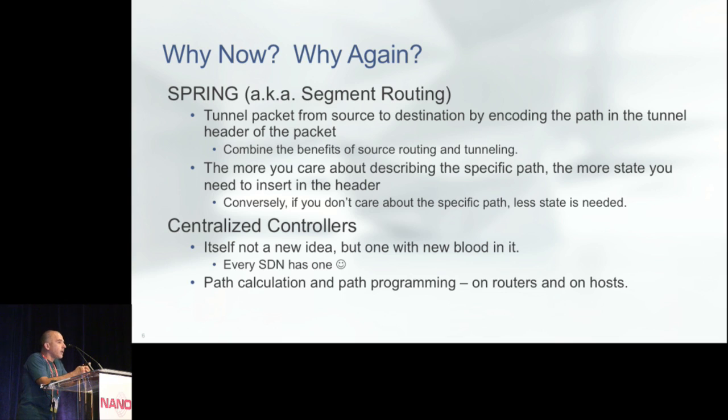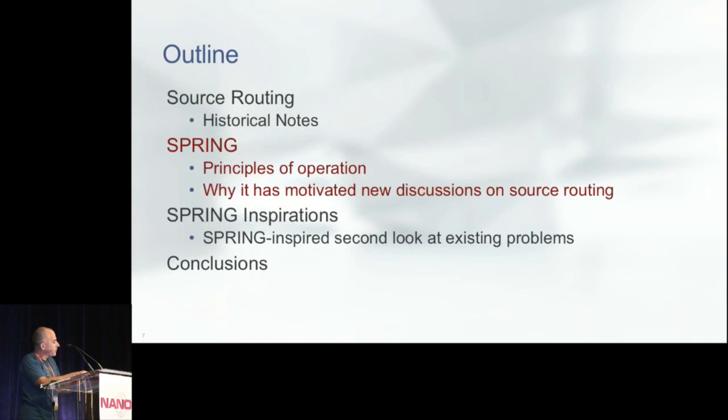They are not a new idea by themselves, but with all the interest in SDN, of course every SDN has one of these, or more. Their job is generally to do path calculation and also path imposition at the ingress of the traffic. And the ingress could be either a host or a router, but the confluence of those two factors has started people thinking again about, hey, what can I do with source routing these days?